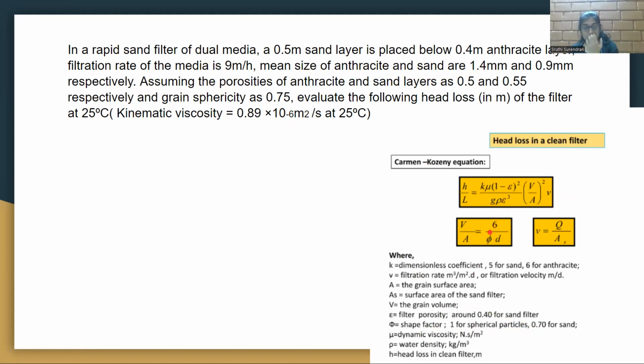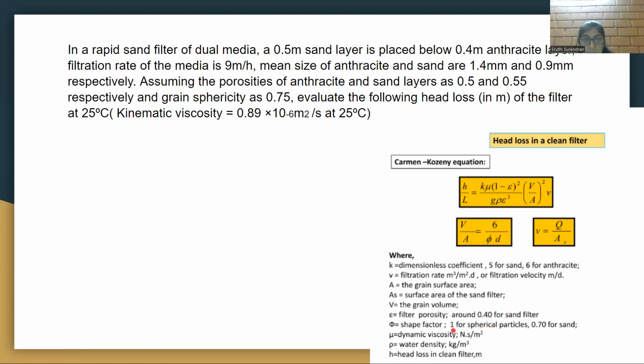So in this question, you'll have to find the head loss for two materials separately and then add it to get the total head loss, because here they've said 0.5 meter sand layer is placed below 0.4 meter. So anthracite layer will come first, then sand layer. Head loss will be one for anthracite, head loss will be another for sand layer. So all together, we'll have to add both of the head losses to get the total head loss.